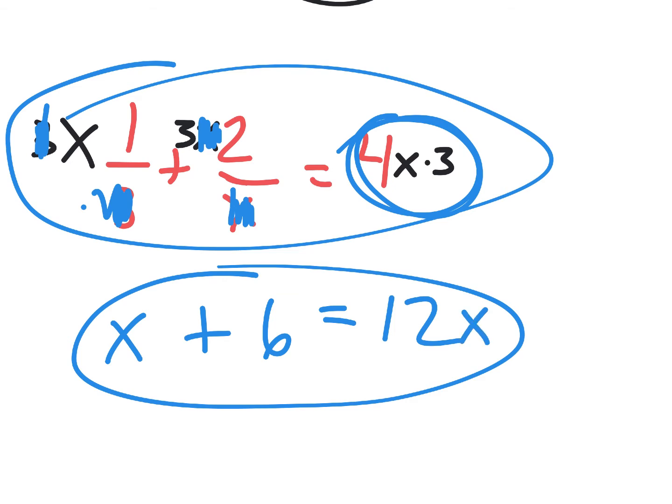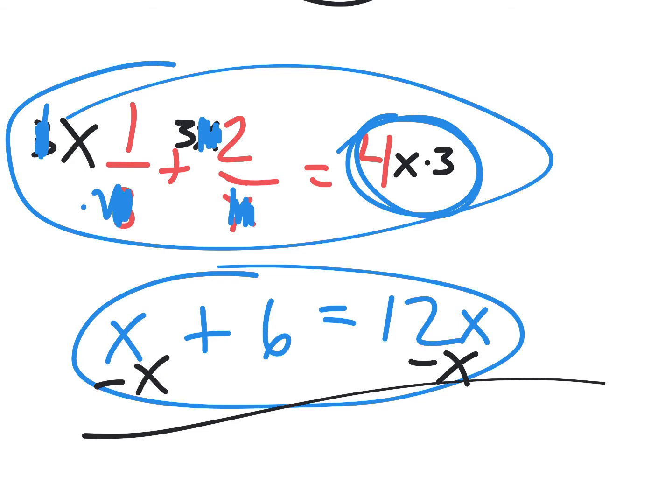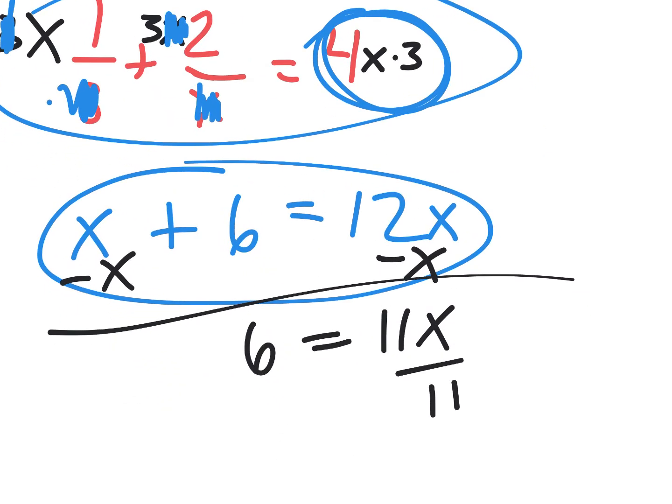Sometimes they get to be that easy after one step. Not this time. Now I have to subtract an x, and I guess there's going to be some work. 6 equals 11x, and then divide both sides by 11. Thank you for catching that. I read the x as a multiply sign. 6/11. One more like that.